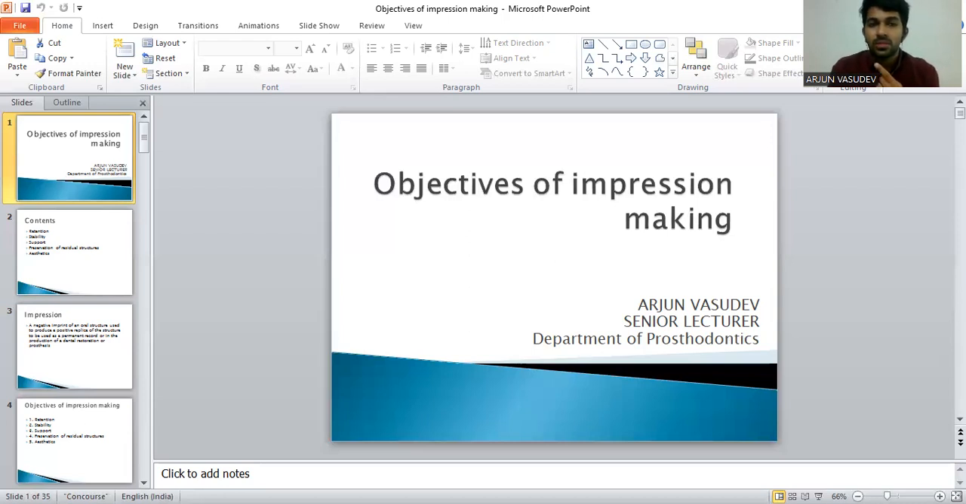Now preservation of residual ridges. The preservation of remaining oral structures is vitally important to long-term success of the denture. An accurate impression using a selective pressure impression technique that places the pressure only on the stress-bearing areas is important for this preservation.